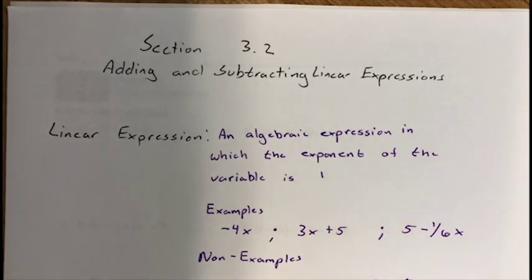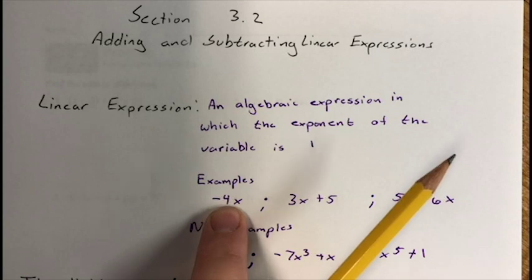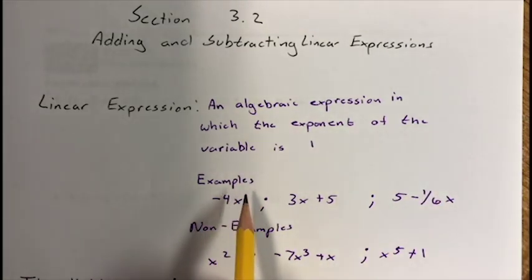All right, so section 3.2, we are adding and subtracting linear expressions. So what is a linear expression? It's an algebraic expression in which the exponent of the variable is 1. So here's a couple examples. I have negative 4x. This expression is linear because, even though you don't see it, it's that hidden 1 rule. There is an exponent of 1 here.